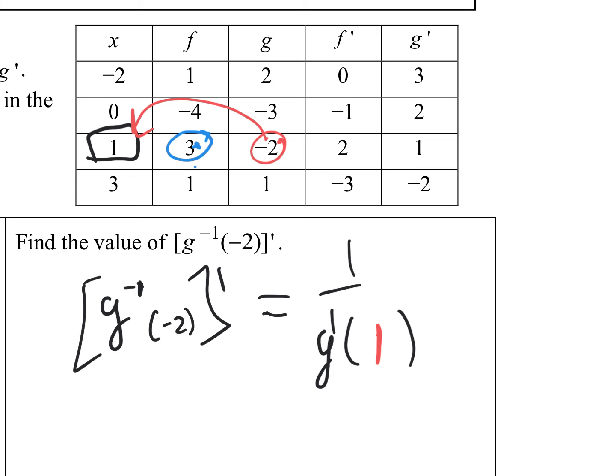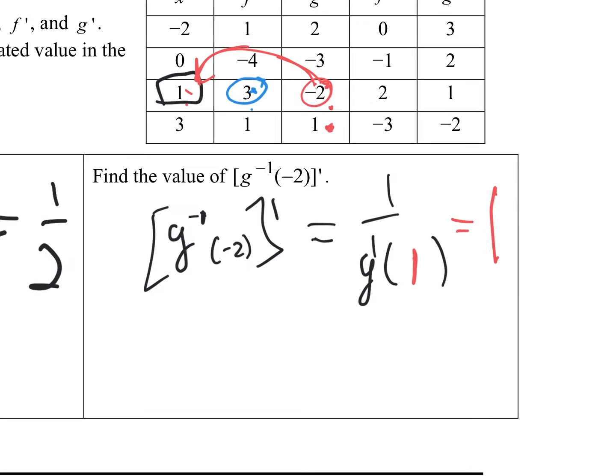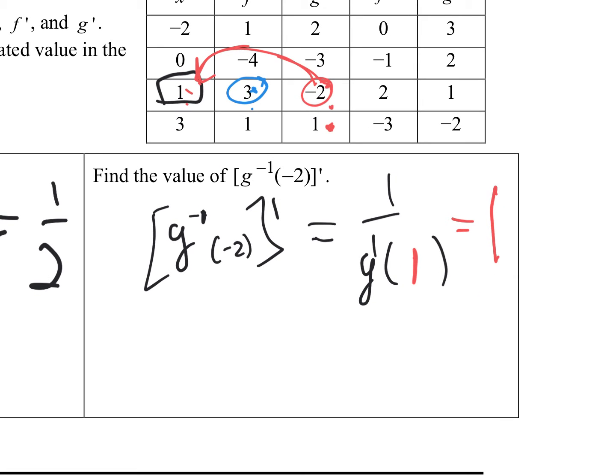Are you confused why I circled the negative 2? No, I got it. Because that's a y value in the g, and it points to the x value, which stands for the y value of the inverse. Yes. Okay, so Jillian said that g prime of 1 is 1, so that would give me 1 over 1, which is 1. I kind of think that's the answer.